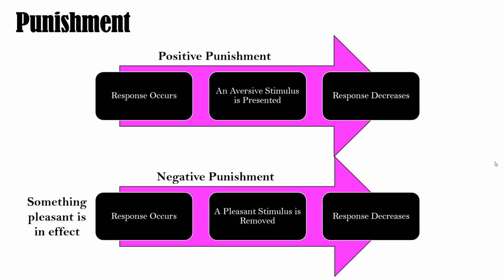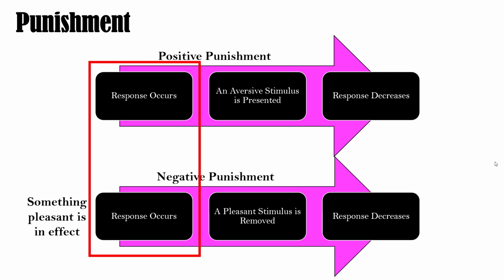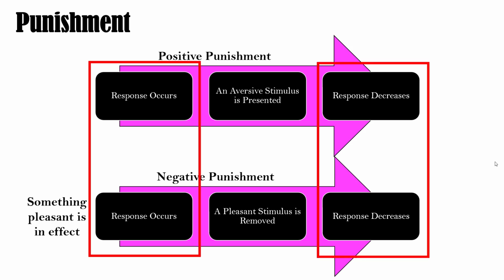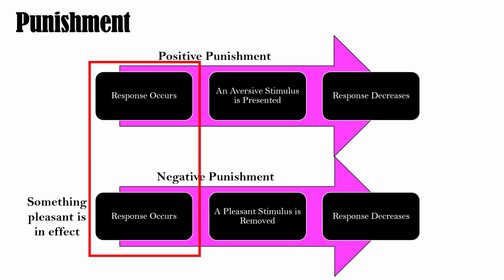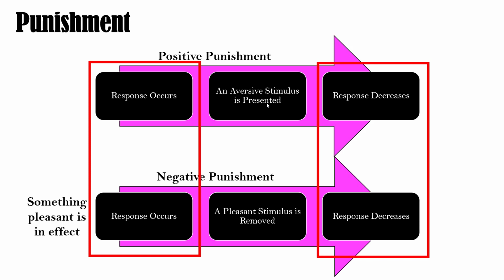Okay, so with punishment, similar to reinforcement, you have both positive and negative punishment. With punishment in general, a response occurs, and there's a consequence after the response. So positive punishment, an aversive stimulus is presented. Negative punishment, a pleasant stimulus is removed. And then with both of these, the future probability of the response is going to decrease. So punishment refers to the future probability of the response decreasing, which happens with both positive and negative. And then positive, an aversive stimulus is presented, and negative, a pleasant stimulus is removed.